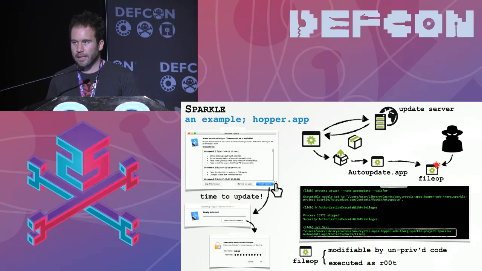If we view this in a debugger attaching to the autoupdate process, set a breakpoint on AuthorizationExecuteWithPrivileges, we can see it's trying to execute something named fileop out of a user-writable cache directory. Again, if there's any local non-privileged code, it can obviously modify anything in this cache directory, and then that will be executed by root when Sparkle completes the update process.